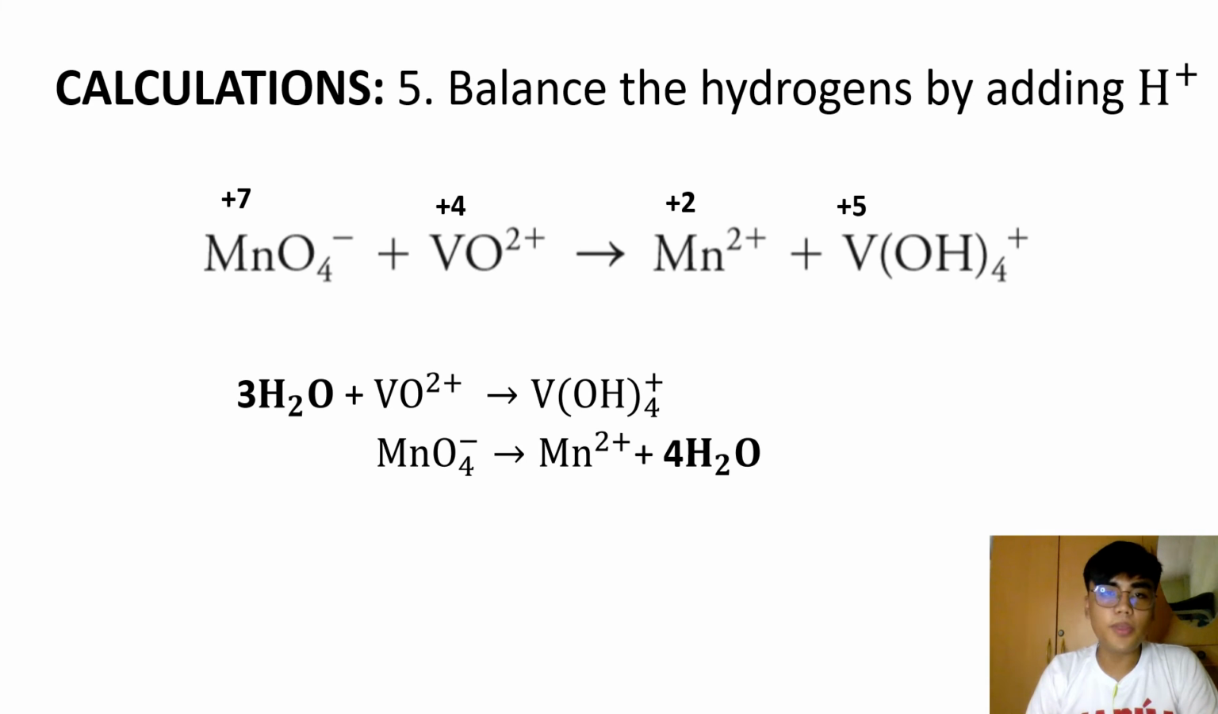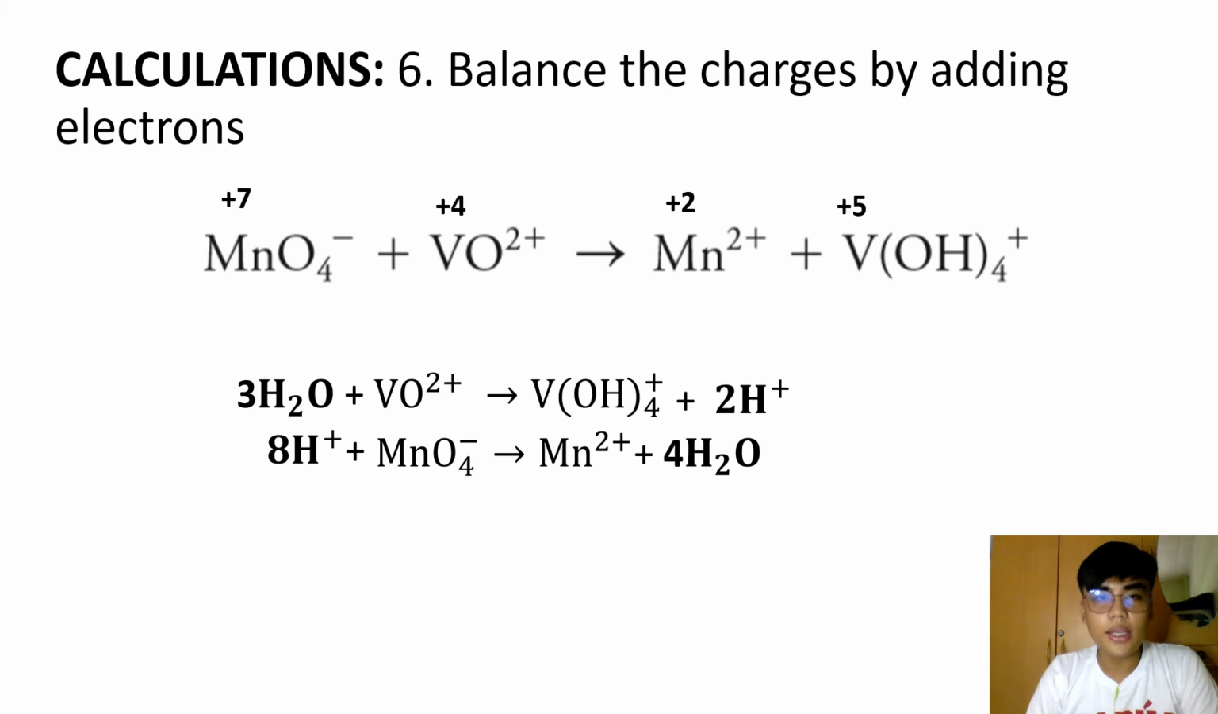Step 5 would be balancing the hydrogens by adding H+. So, to balance the hydrogen on the left, I need to add 2 on the right to balance the half reaction. Next one, because I have 8 hydrogen on the right, I'll be adding 8 to the left to neutralize the reaction.